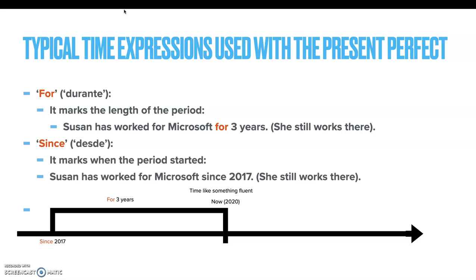The graphic can show you how we can say these two things. The same thing with these two expressions, and we mean that we still are doing that in the present. So since 2017 to 2020 is 3 years. Susan has worked for Microsoft for 3 years, or since 2017.